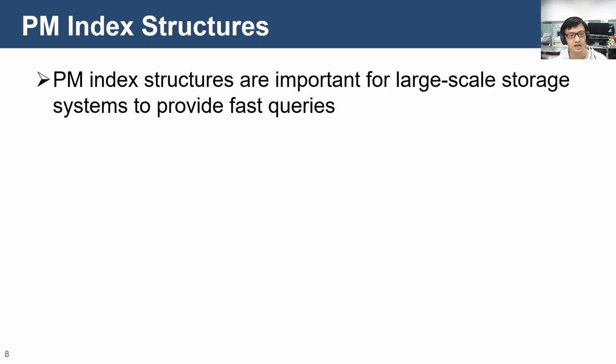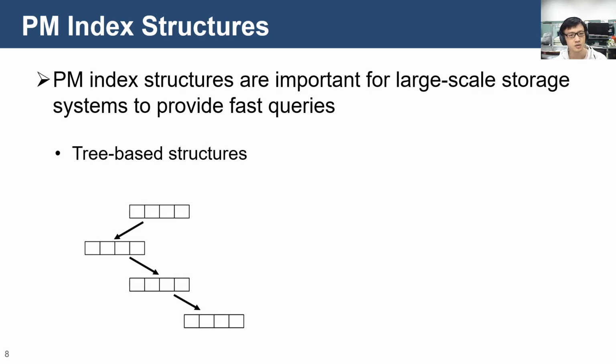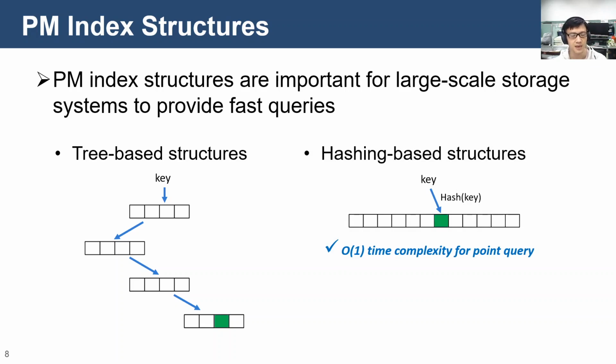PM index structures are important for storage systems to provide fast queries. To support range query, tree-based indexes group hierarchy layers with pointers, thus leading to high latency for point queries due to the pointer chasing. Unlike tree-based schemes, hashing-based index structures map items to flat space. The time complexity for point query is big O of 1. Therefore, hash structures are widely used in memory, for example, Redis and Memcached.